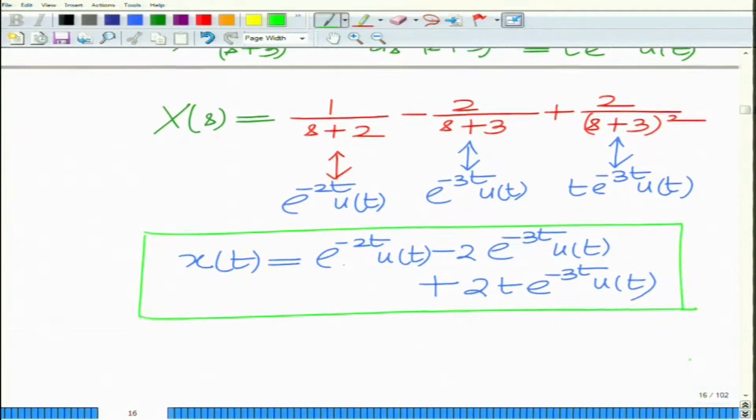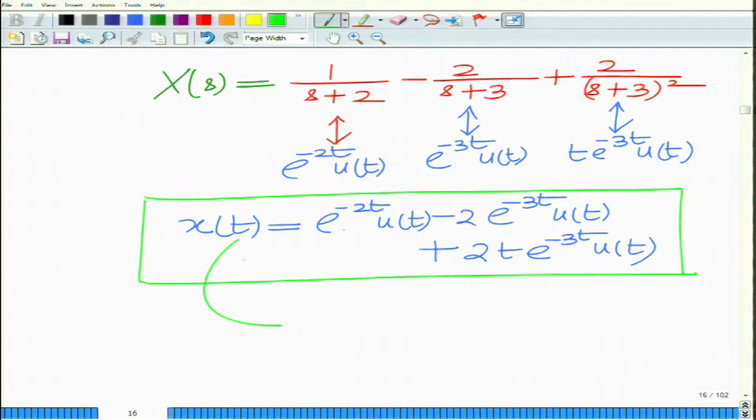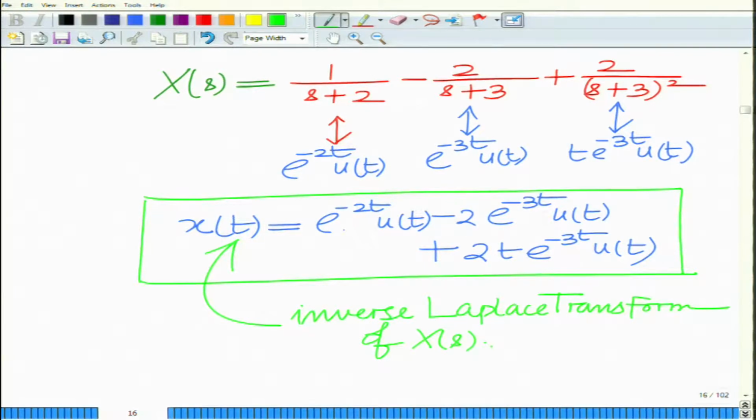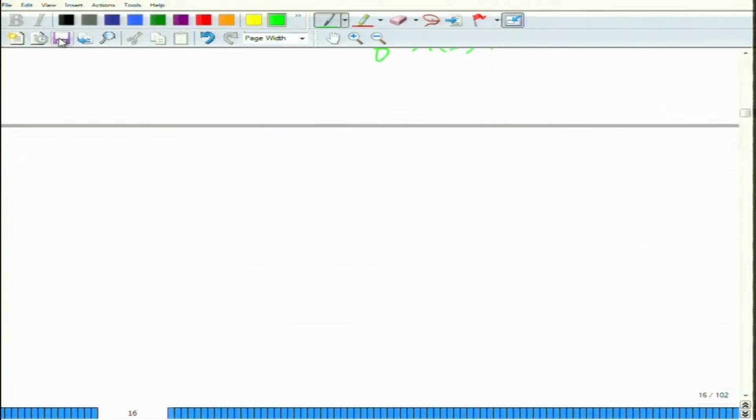So, this is x(t), which is the inverse Laplace transform of X(s). Okay. So, this is the final solution, which is the inverse Laplace transform of the original Laplace transform that is given, which is X(s), a rational function with a pole at s equal to minus 3 of multiplicity 2. Okay. All right. Let us look at another example.